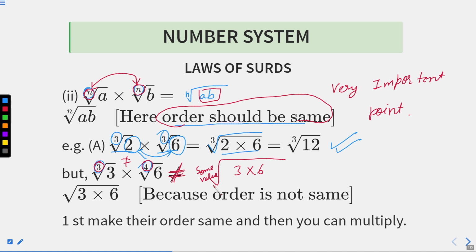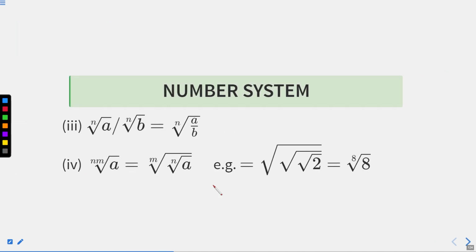Okay. Now let's see other laws. Here, if the nth root of A is divided by the nth root of B, here also give thought that the order is the same. So the order must be the same. Then also we can say that it equals the nth root of A by B. Okay, A by B.